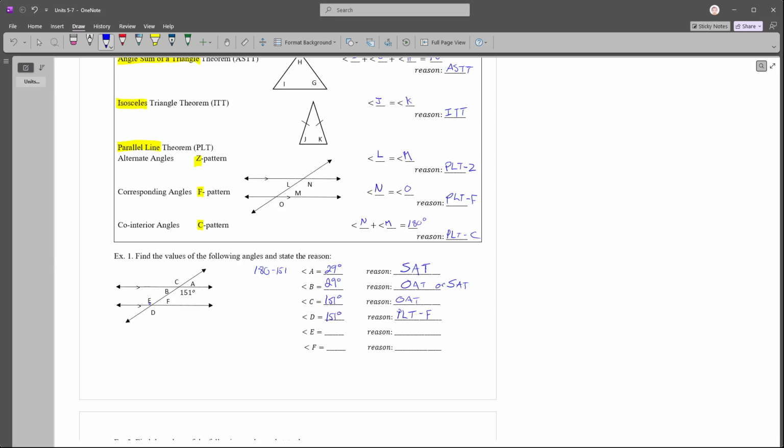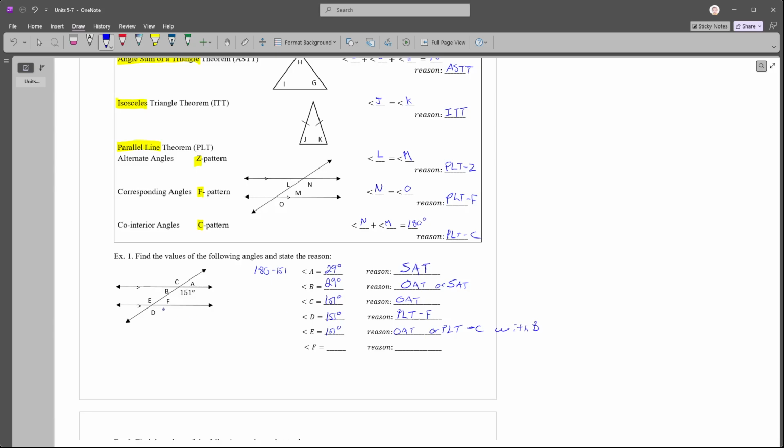Great. E, well, E is just opposite to D. So that means we can use the opposite angle theorem. Great. So we have 151, and that's the opposite angle theorem. Now, the interesting thing is we actually know B as well. So we could have actually used the C pattern with B, or PLT C pattern with B. And that would have given us the exact same results as well.